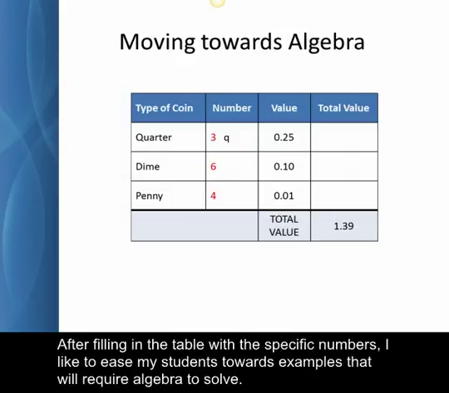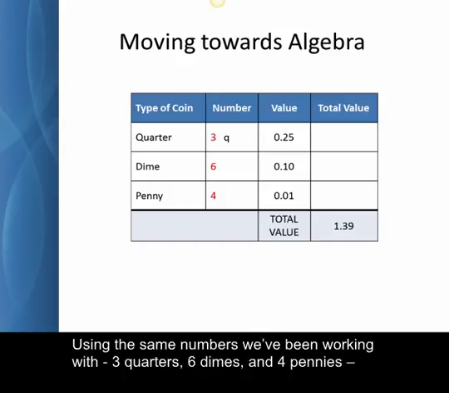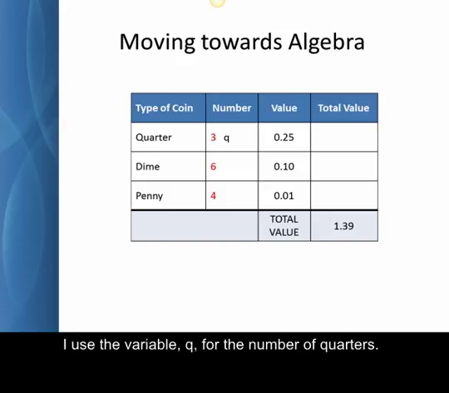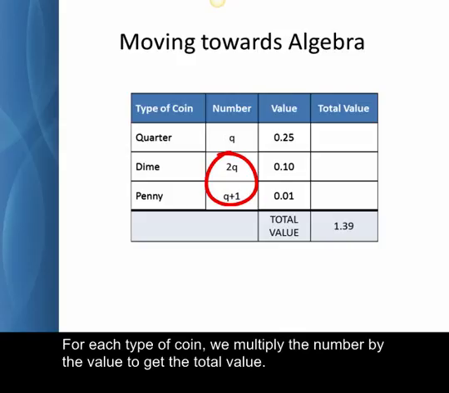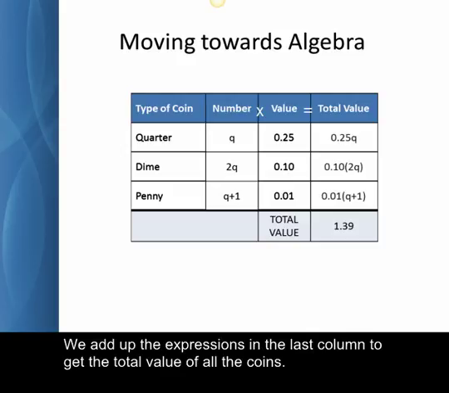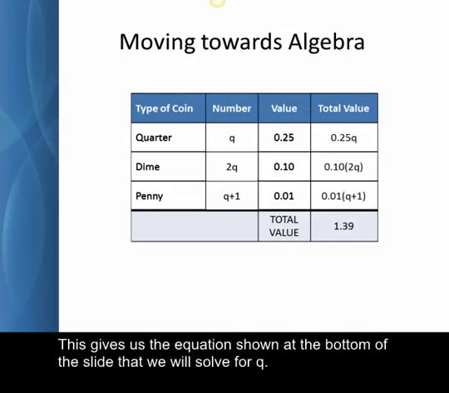Finally, the students tell me to add up the total value column to get the total value of all the coins. After filling in the table with the specific numbers, I like to ease my students toward examples that will require algebra to solve. Using the same numbers we've been working with, 3 quarters, 6 dimes, and 4 pennies, I use the variable q for the number of quarters. Then with the help of my students, I'll write 2q for the number of dimes and q plus 1 for the number of pennies. For each type of coin, we multiply the number by the value to get the total value. We add up the expressions in the last column to get the total value of all the coins. This gives us the equation shown at the bottom of the slide that we will solve for q.